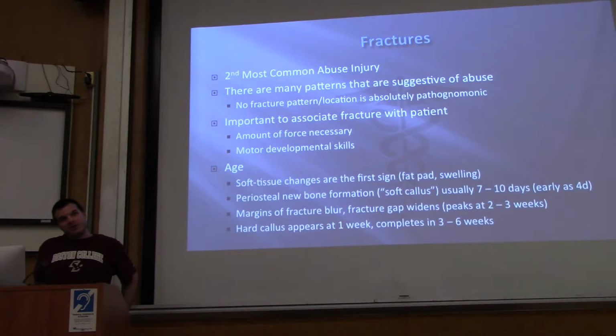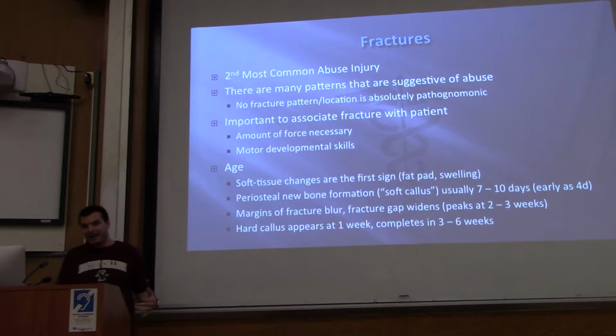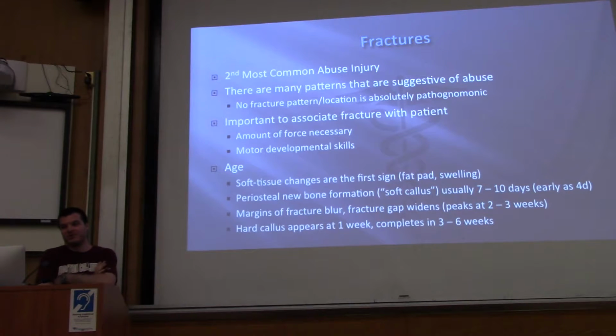Second most common injury of child abuse, broken bones. There are many patterns that are suggestive of abuse, but there's no one fracture or one location that you can pinpoint and say, this is absolutely abuse, no other way. But there are things that are much more likely to be non-accidental. Again, associate the fracture with the patient. Toddlers' fractures happen in toddlers who are cruising. They don't happen in 6-month-olds who cannot stand yet.